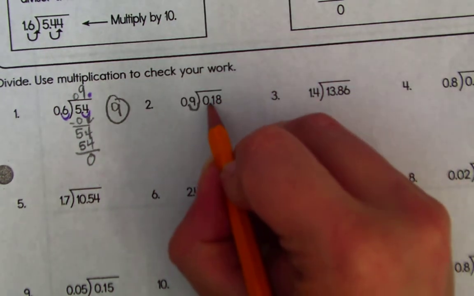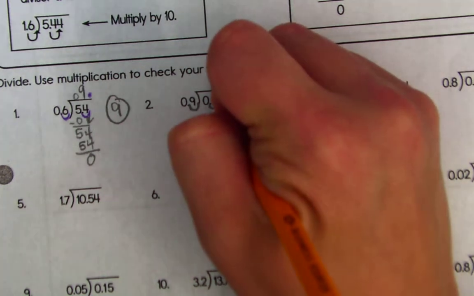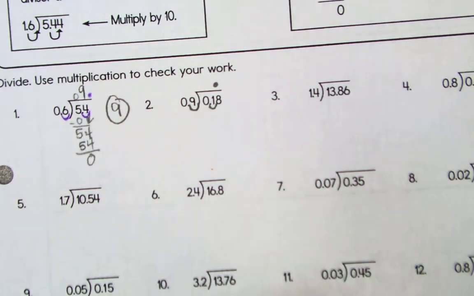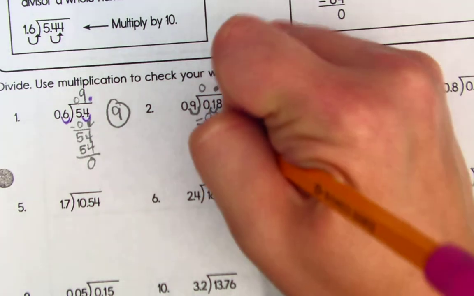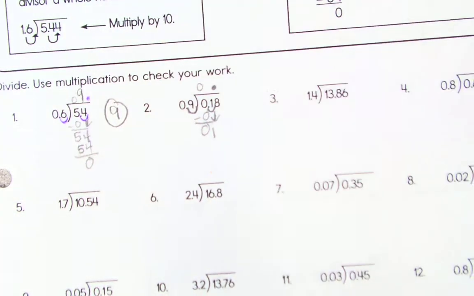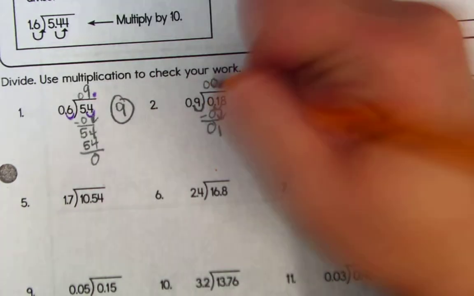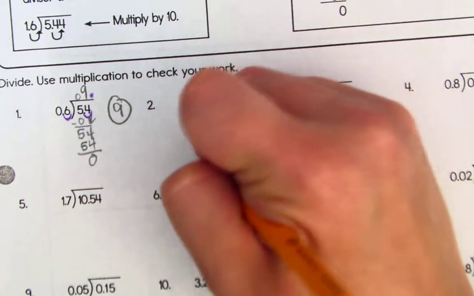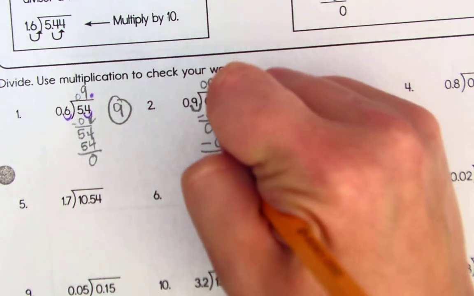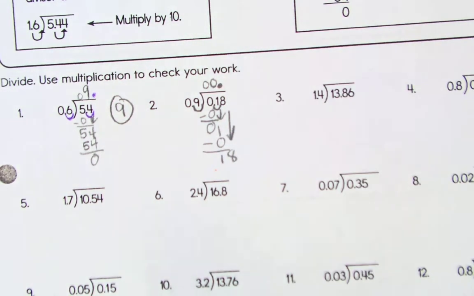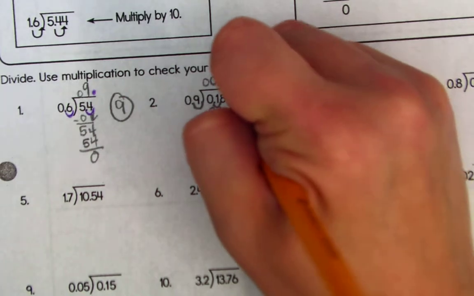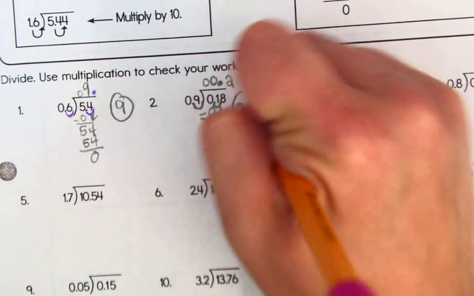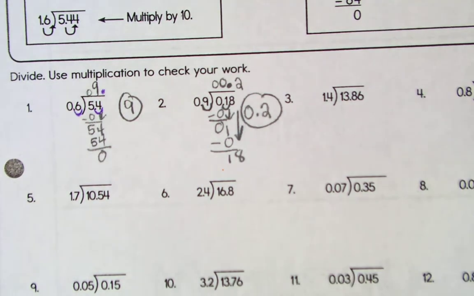So 0.9, move it over one spot. I got to move it over one spot, so my decimal is now here. 9 can go into 0 0 times. Bring down my 1. 9 can go into 1 0 times. Bring down my 8. 9 can go into 18 2 times. So my answer is 0.2 as my answer. Okay?